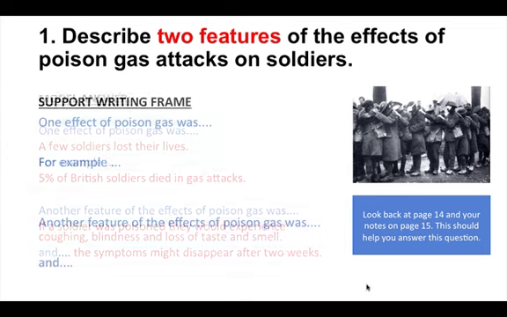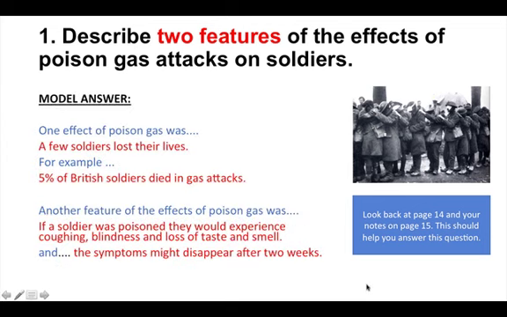Okay, here's my example of an answer. One effect of poison gas was a few soldiers lost their lives. Now let's build on that feature. For example, 5% of British soldiers died in gas attacks. Okay, now we need a second completely different feature.